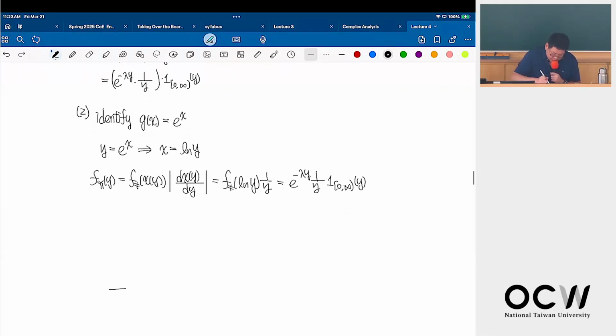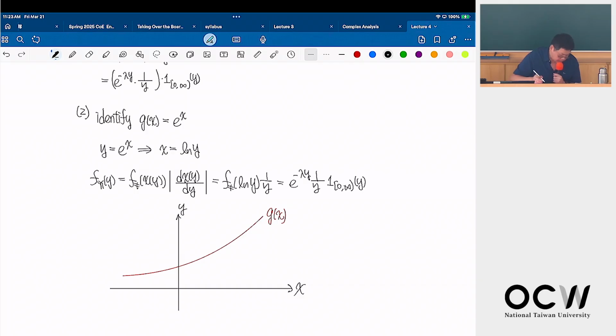We can also plot this function. Here's x, here's y. And then e to the x, this is g of x. And at the y-axis, this is 1.